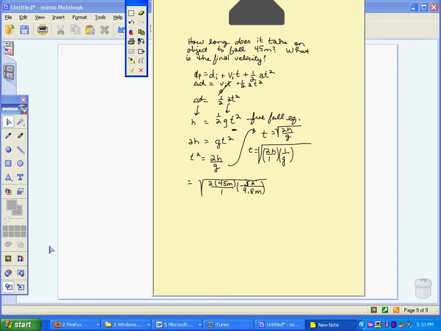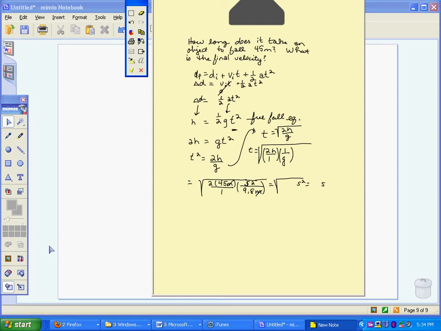Look at our units first to make sure we're ending up with the right thing. When we divide these numbers, we're going to cancel meters. We're left with seconds squared under the square root sign. When we take the square root of seconds squared, we end up with seconds. So since we're solving for time in seconds, we've set our equation up correctly.